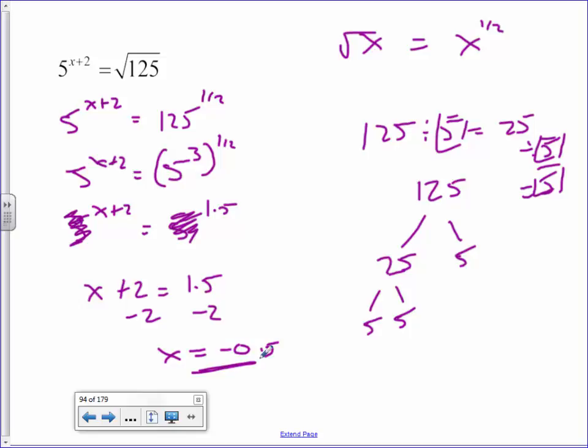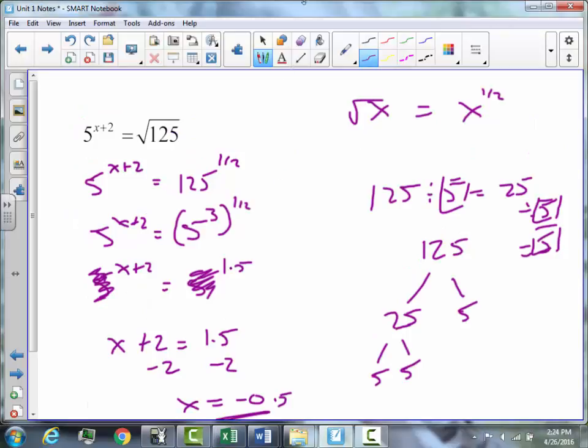Truth be told, the common base method that I'm showing you here algebraically is actually not that much work sometimes. Sometimes I actually think the more work is the graphing calculator one. But I'll leave that to you, potato, potato. So let's try it the other way.